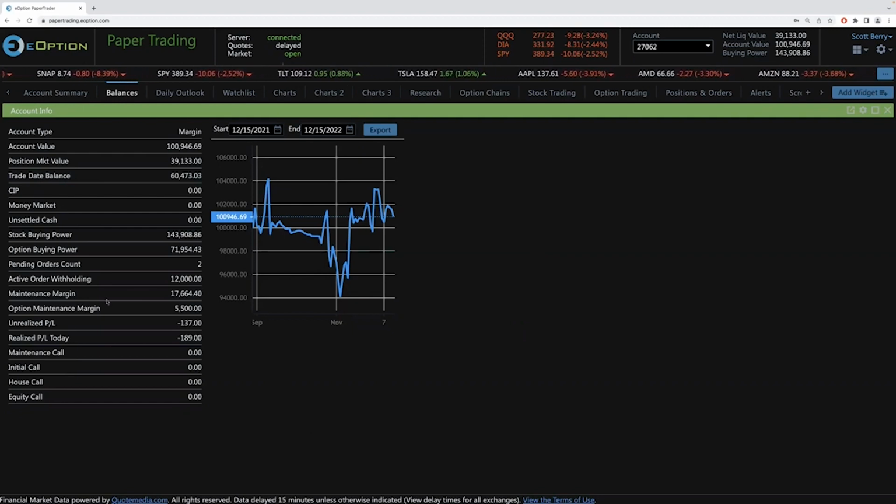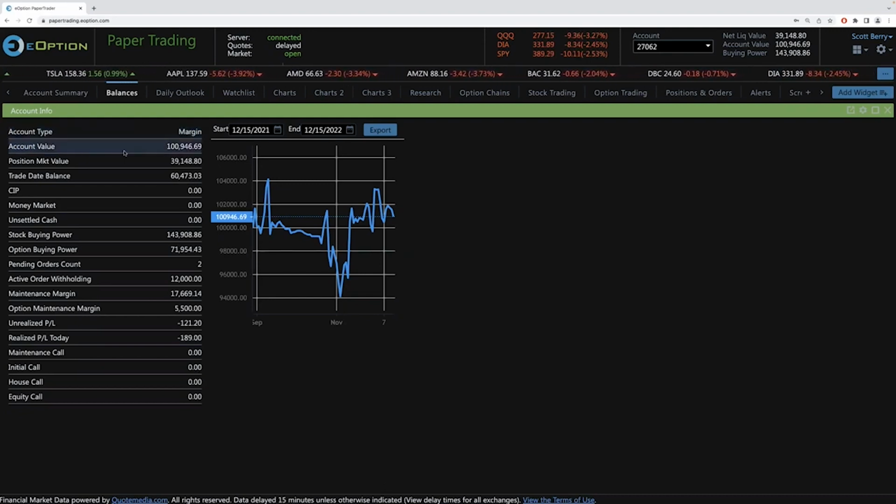Typically the first line item is going to be the account type that you're in. Currently, I'm in a margin test account. A lot of people may have an IRA linked. It would say that it's either a cash account or an IRA account up there on the first line item.